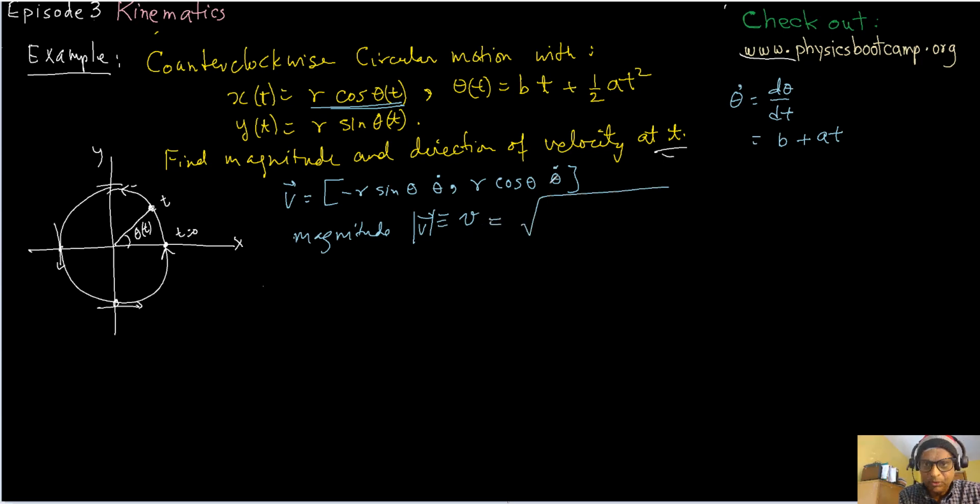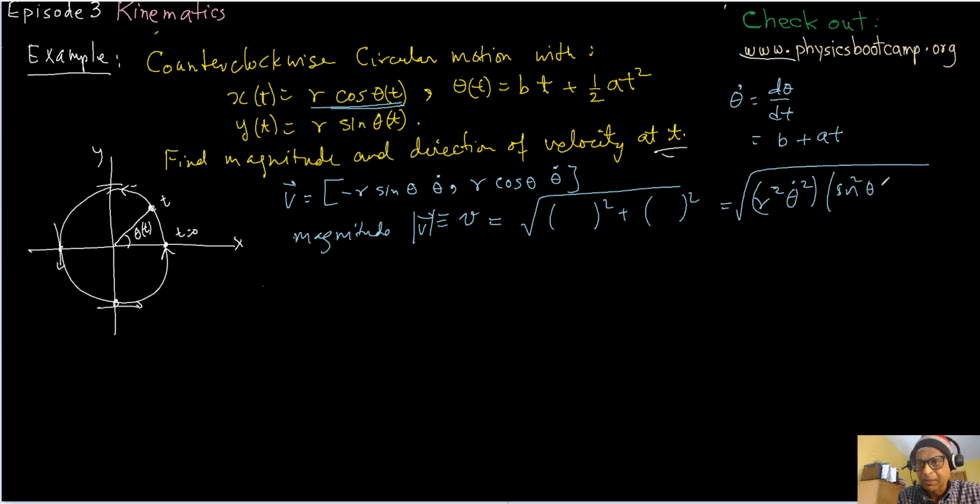It can be the square root of the square of this plus the square of that plus the square of that, and you can see the r squared and theta dot will be common, so it's going to be r squared theta dot squared, and then I'll have sine squared theta plus cosine squared theta, which will give me 1 regardless of what the theta is, right? So this is 1, and so this just comes out, and this is just r theta dot. So I didn't have to put that and clutter the notation.